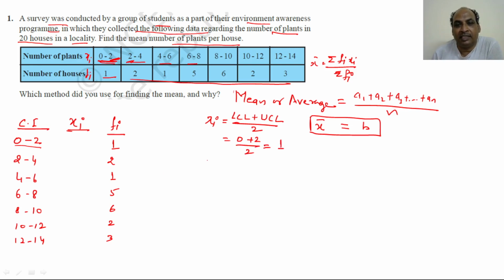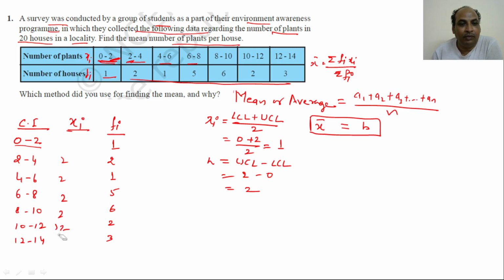What is the class size? Class size h is equal to upper class limit minus lower class limit. That is 2 minus 0 is equal to 2. So this class size is the same for all. You can see here also the difference is 2, here also 2, here also 2. So this is called class size actually. That difference also we have to check.